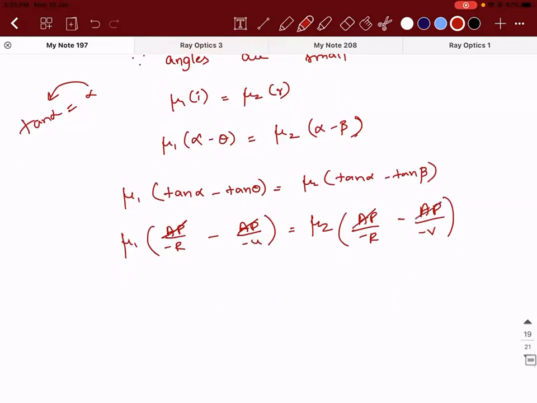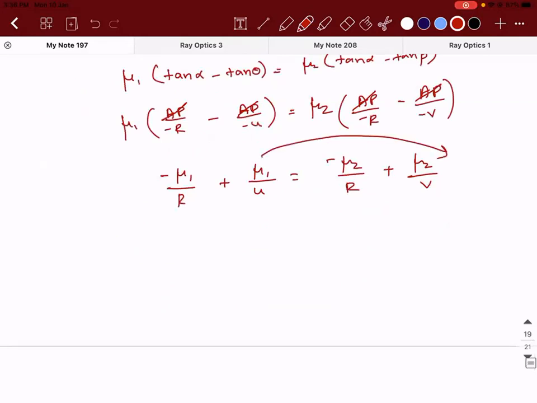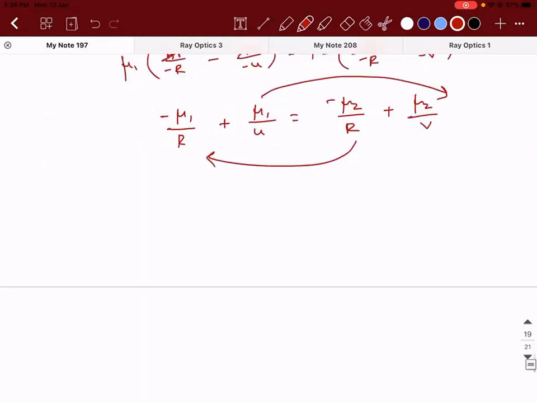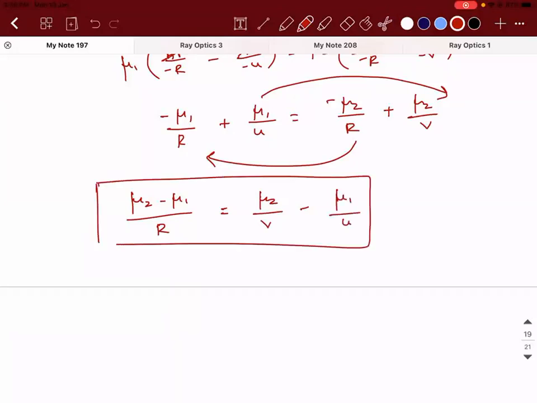So AP gets cancelled. Minus mu1 by R plus mu1 by U is equal to minus mu2 by R plus mu2 by V. So mu1 by U will go to the other side. Mu2 by R will go to the other side. So mu2 minus mu1 divided by R is equal to mu2 by V minus mu1 by U. This is what we call the formula for refraction at spherical surface.